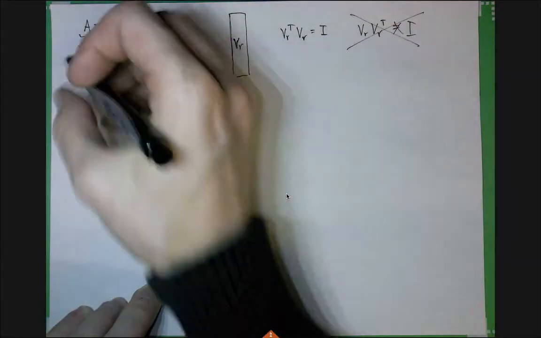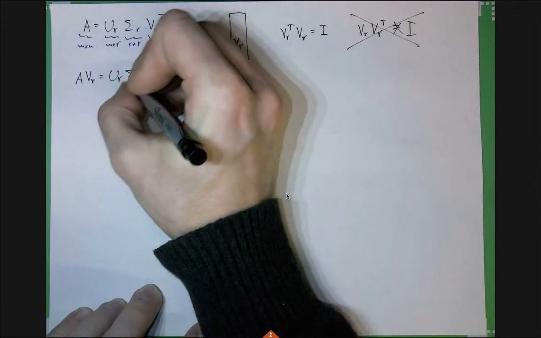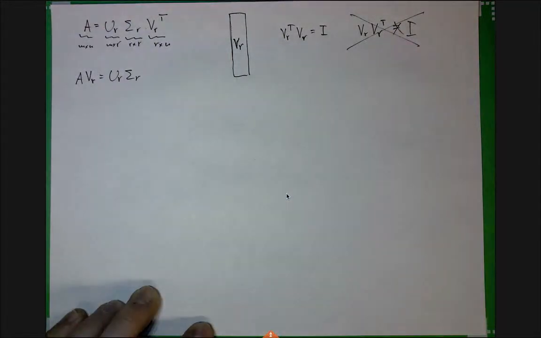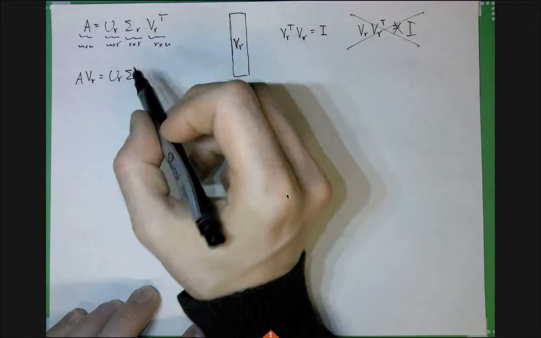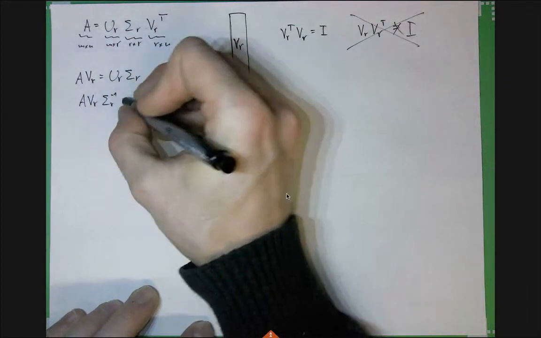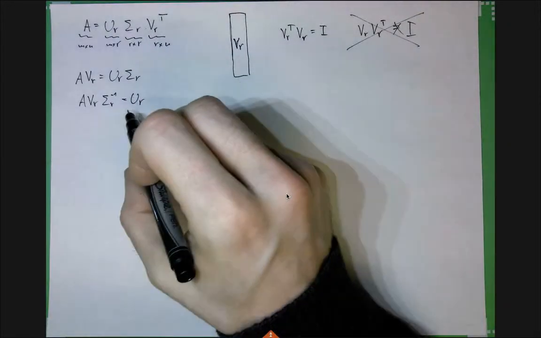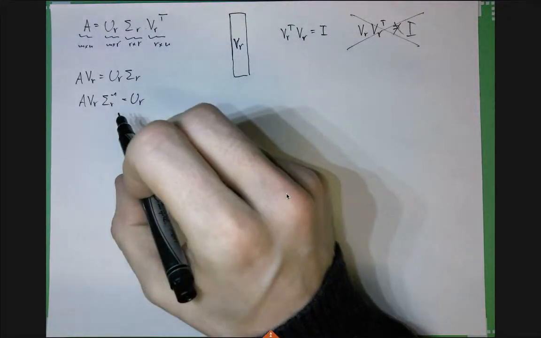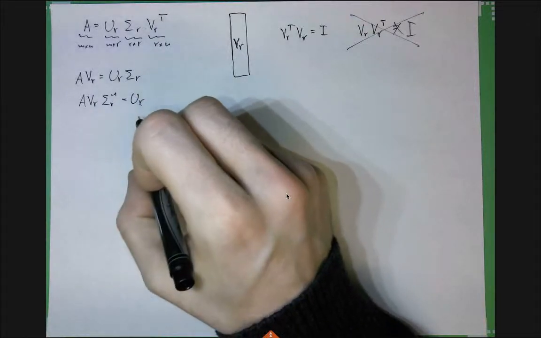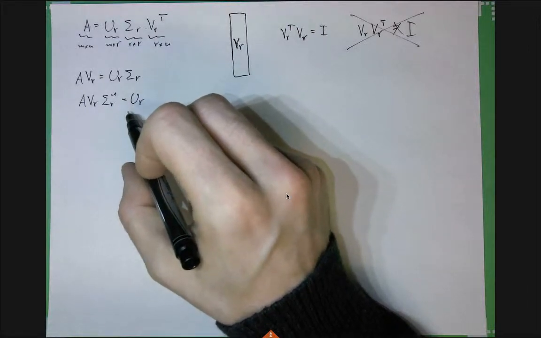So what I can do with that is I can write A VR equals UR sigma R, right? Here I use the fact that VR transpose VR is identity. And now I know that sigma R is invertible. So now I can write A VR sigma R inverse equals UR, right? Is that what I wanted? Right. So what does that mean? That means that the columns of UR are what?